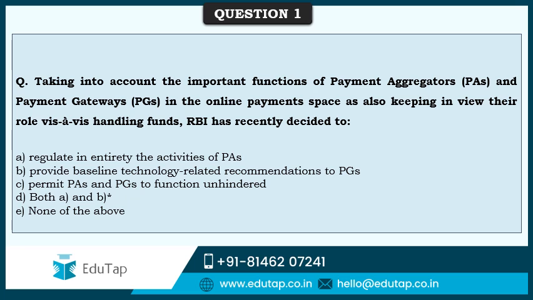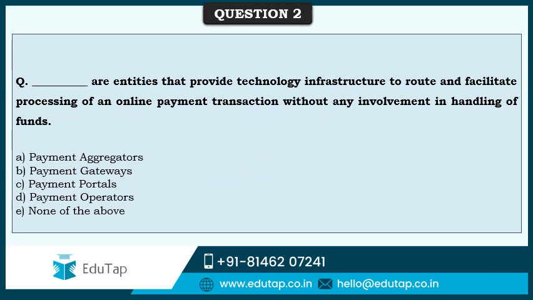So friends, based on our discussion on the previous slide, now we can easily answer this question. The answer is going to be option number D, both A and B. Now moving on to the next question. Dash are entities that provide technology infrastructure to route and facilitate processing of an online payment transaction without any involvement in handling of the funds. Options are payment aggregators, payment gateways, payment portals, payment operators, or none of the above.